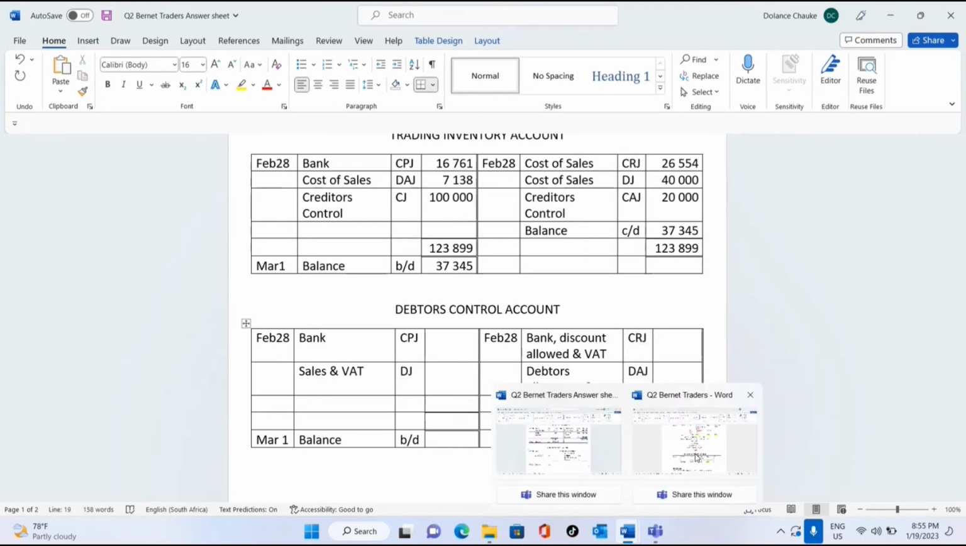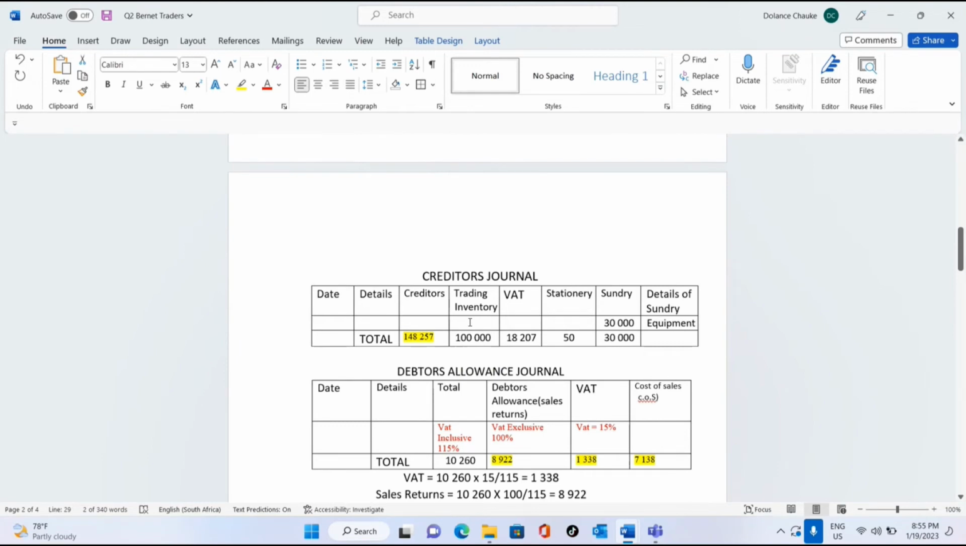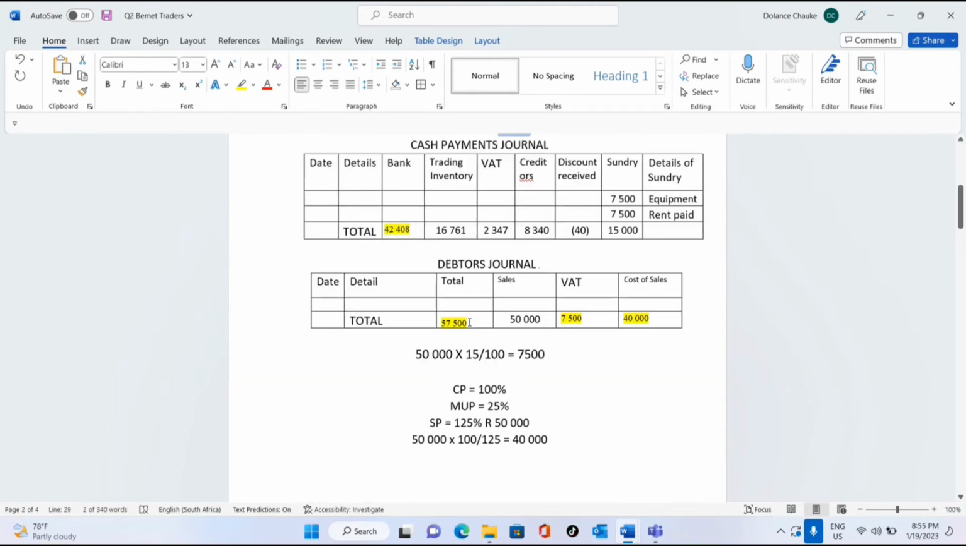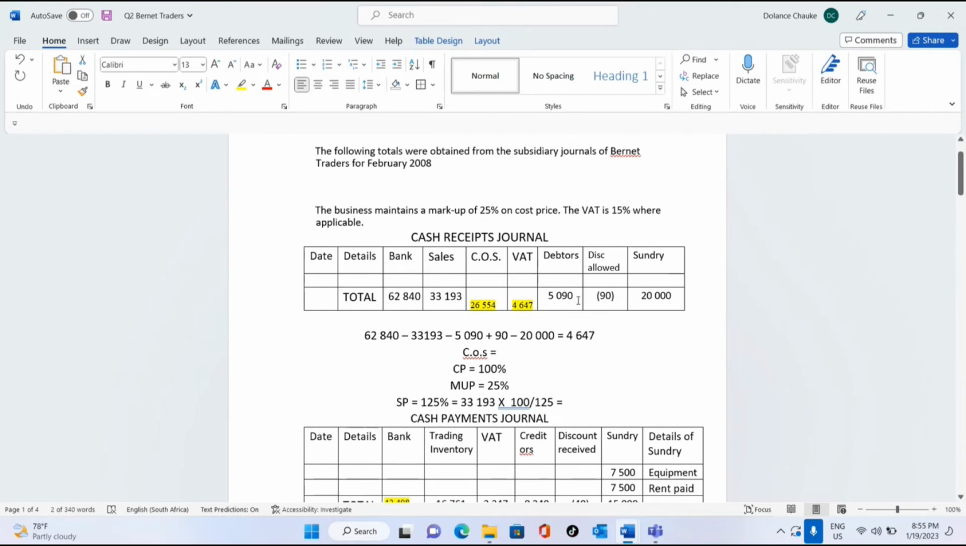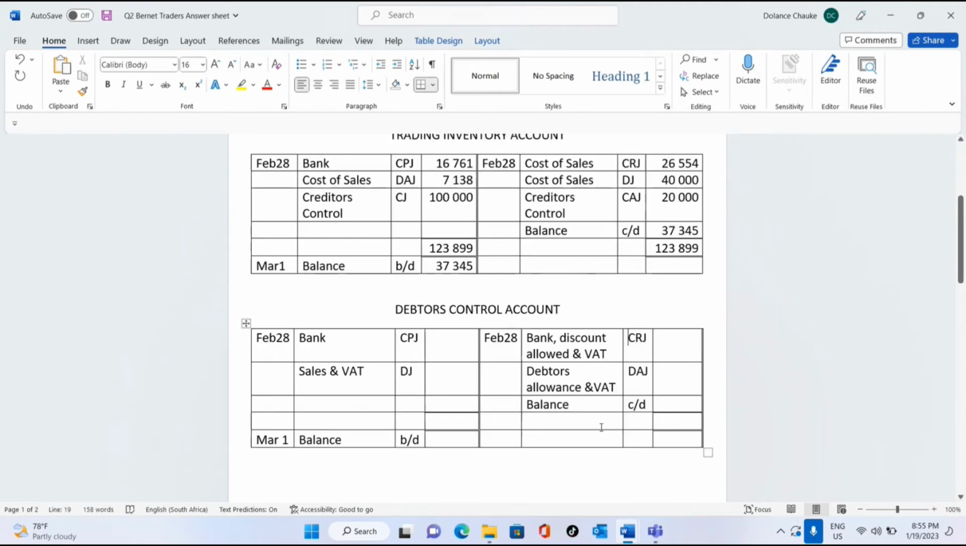Let's go to our calculations, back to our cash receipt journal. So our debtors under cash receipt journal is 5,090. Can you see that? Right? So we'll go to our answer sheet and come this side and say 5,090. Then we're good, right?